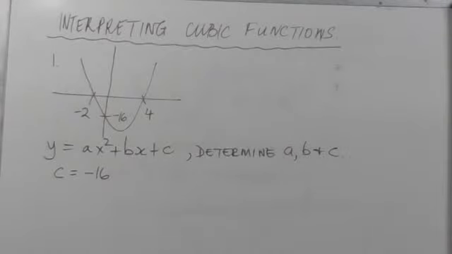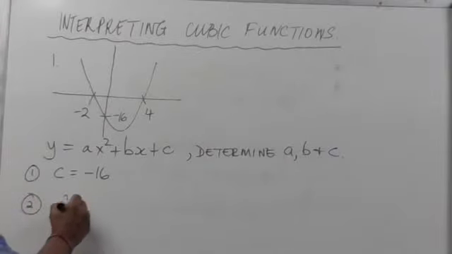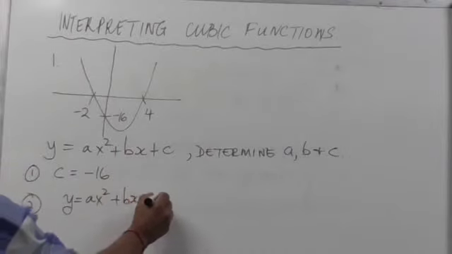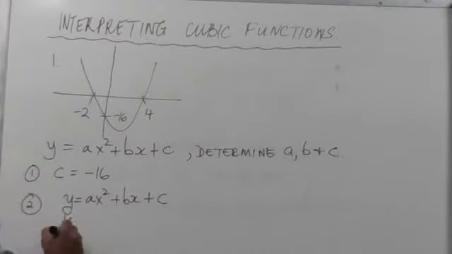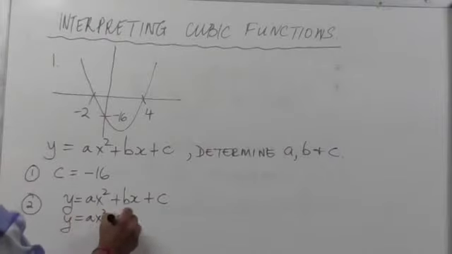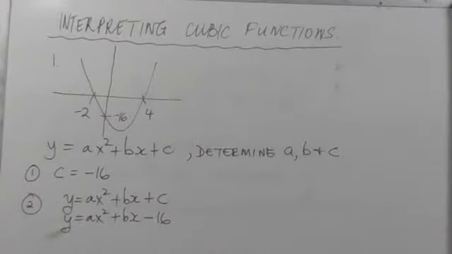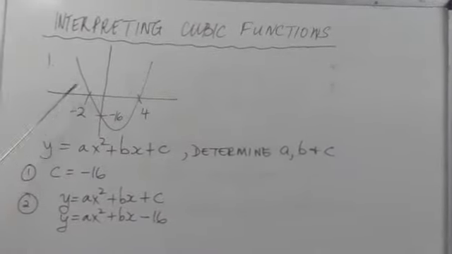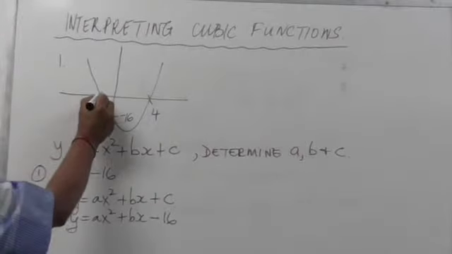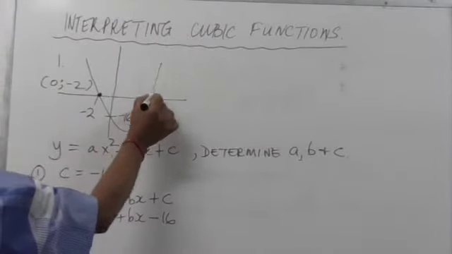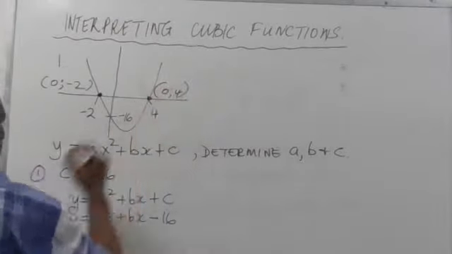Right. So you can do this. There are different ways to do it, but let's call that 1 and let's call this 2. Let's say you start with y is equal to ax squared plus bx plus c. But now you know that this is minus 16. Now, if you look here, you have an ordered pair, and the ordered pair here is actually 0, minus 2. And if you look here, you have an ordered pair which is 0, 4.